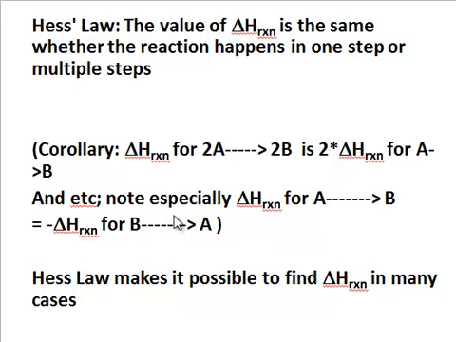It's also especially notable that delta H for A goes to B is the negative of delta H for B goes to A. In other words, if you make a reaction go in reverse, delta H goes from positive to negative. That makes sense. That's just the law of conservation of energy. And the law of conservation of energy is what Hess's law is really all about. Hess's law makes it possible to find heat of reaction in many cases.